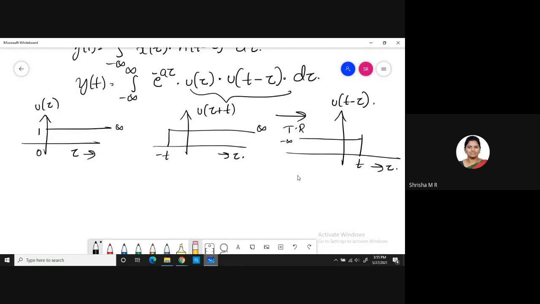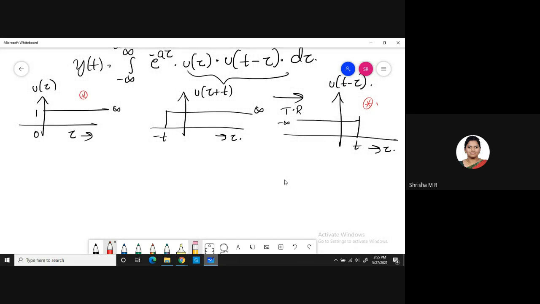So now our waveforms of interest are u of tau and u of t minus tau. We'll fix the waveform u of tau and vary u of t minus tau with respect to t. Got it, everyone? Since both of these sequences are infinite sequences, we'll have two cases. So what is case one?